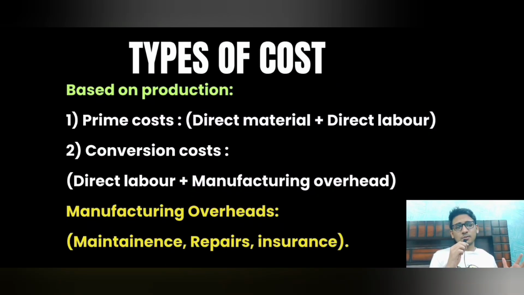Lastly, moving on to the cost based on production. Number one is prime cost. Prime cost refers to the core cost of producing a product. The formula for prime cost is direct material cost plus direct labor cost. If the direct material cost is 50 and the direct labor cost is 50 as well, the prime cost is 100. And number two is conversion cost. The cost of converting raw materials into finished product is known as conversion cost. The formula for conversion cost is direct labor cost plus manufacturing overhead. If the direct labor cost is 50 and manufacturing overhead is 20, that means the total conversion cost is 70.